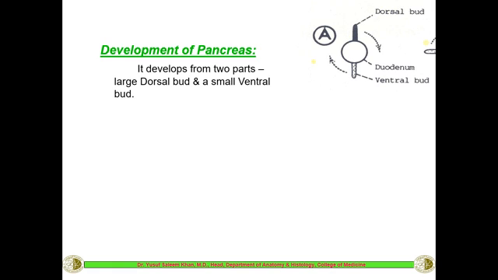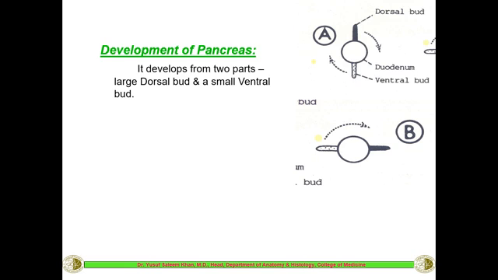Coming to the development of the pancreas, a brief introduction about the development. As you know, the pancreas is developed at the junction between the foregut and the midgut. So in a primitive gut, this develops as two buds actually. Initially it will be two buds, the dorsal bud as well as the ventral bud. The dorsal bud will be the posterior bud, and the ventral bud will be the anterior bud.